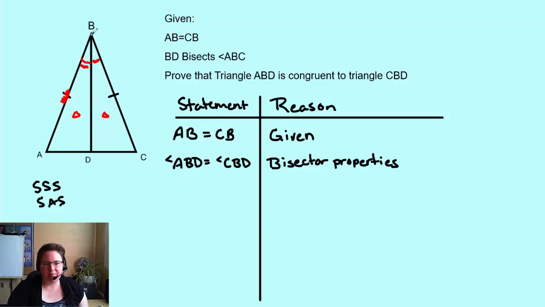Side BD, B to D, is the same in triangle A as it is in triangle C because it's a shared side. So BD is equal to side BD. And it sounds silly to say that, but we're only saying that because we have to write down absolutely every step in a proof. So we're saying that side BD in triangle A is the same as side BD in triangle B, and we call that the reflexive property.